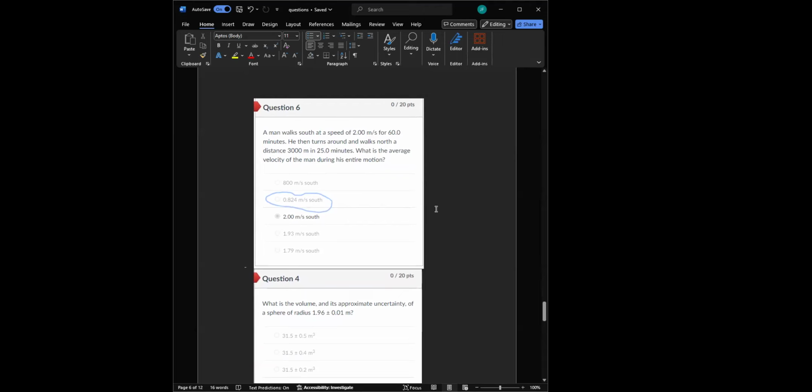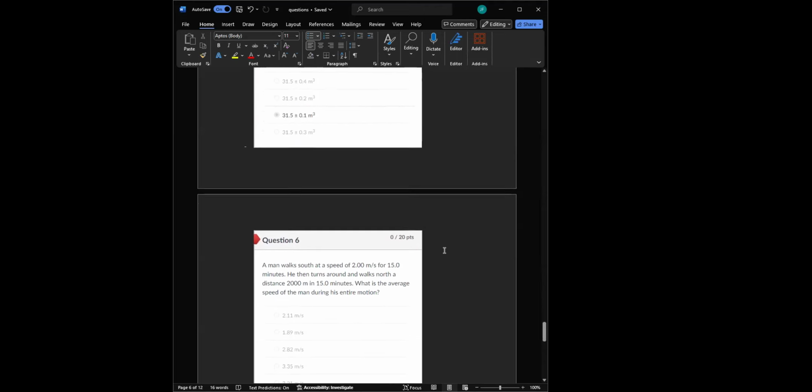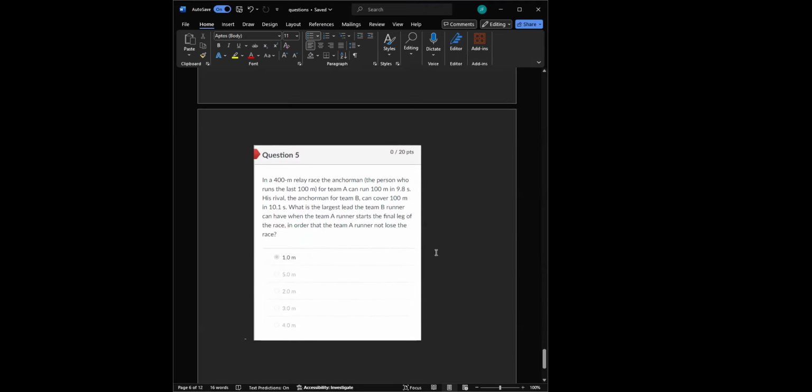I know you say you don't have long, so I'm just going to go to the one that I had the most trouble with on these. It's this one. A 400-meter relay race, the anchorman, the person who runs the last 100 meters for Team A can run 100 meters in 9.8 seconds. His rival, the anchorman for Team B, can cover 100 meters in 10.1 seconds. What is the largest lead the Team B runner can have when Team A runner starts the final leg of the race in order that Team A runner not lose?